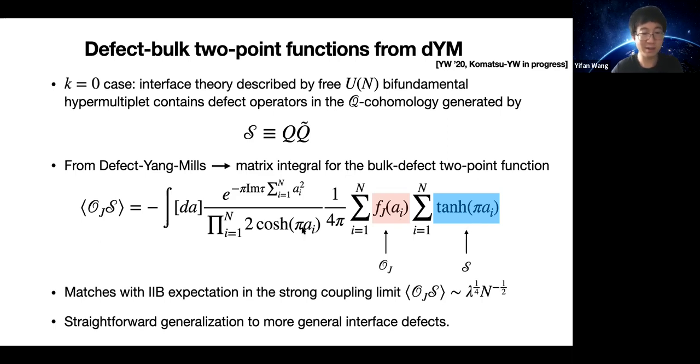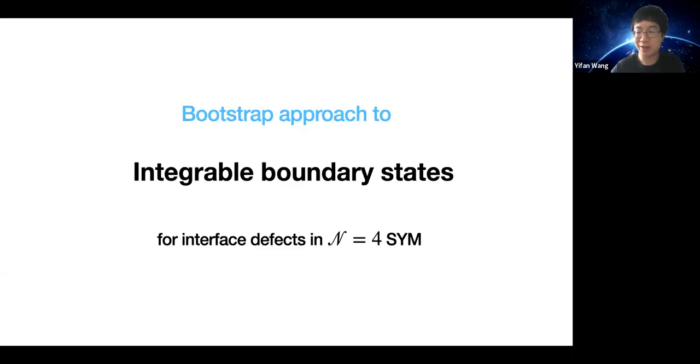Okay, and one can solve this matrix model explicitly in the large N limit, and this matches with the expectation from type IIB string theory in the strong coupling limit. And there's a straightforward generalization to more general interface defects and more general operators, and this is part of the work in progress with Shota. Okay, so that's all I'm going to say about this localization approach.